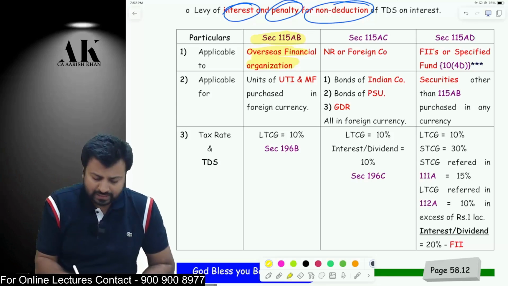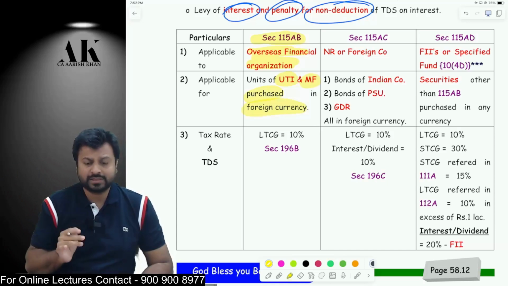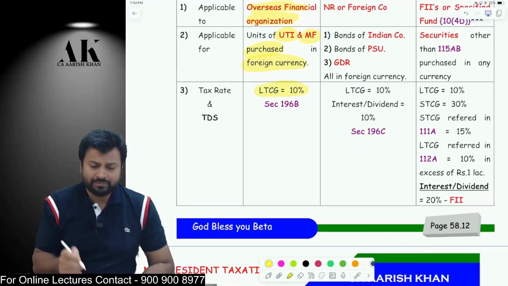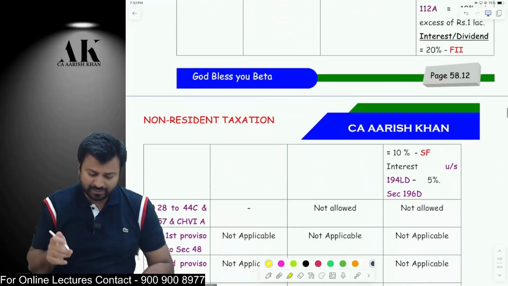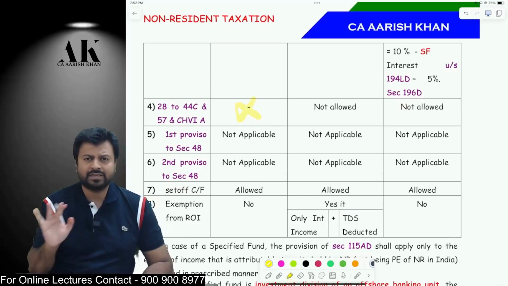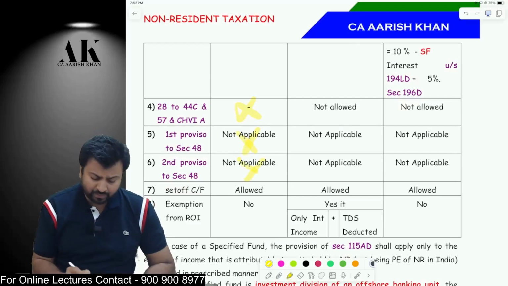Where they are investing? They are buying units of UTI. They are buying units of mutual fund which is purchased in what? Foreign currency. Okay. They are buying units of UTI, units of mutual fund which is purchased in foreign currency. Now whatever long-term capital gain they will earn, they will be liable for 10% tax under section 196B. And now, whether they will get any deduction? No deduction under chapter 6A, under PGBP, etc. First proviso to 48 not applicable. Second proviso to 48 not applicable.